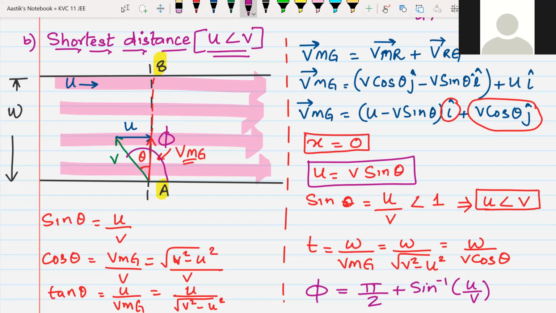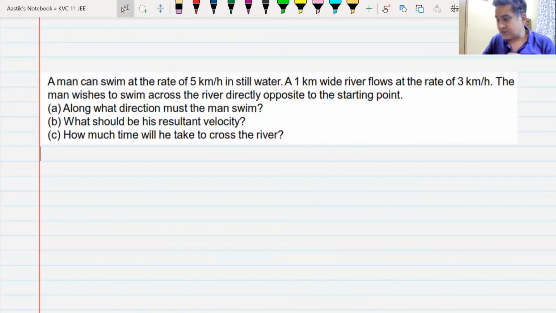Sir, completed. Well done. Then this is a question. I don't think we have the time remaining to solve it, so I'll give you this question as homework. And here is the homework question.